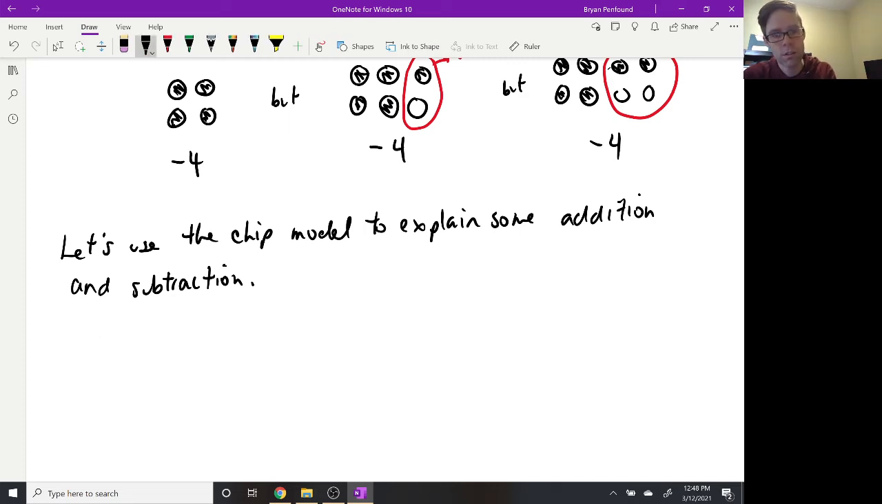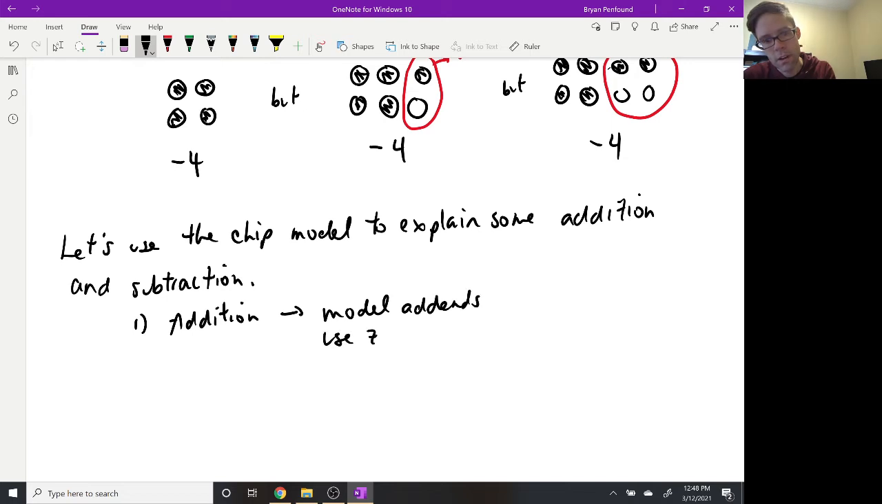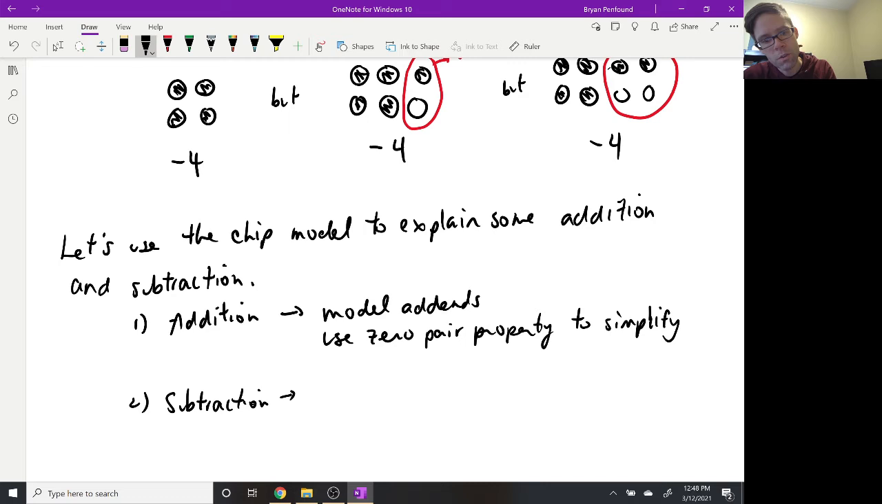So for addition, it will still be helpful to model the addends, and then use the zero pair to cancel stuff out. And for subtraction, we still want to use the takeaway model. So we're going to model the minuend, and then we'll try to utilize the takeaway model.